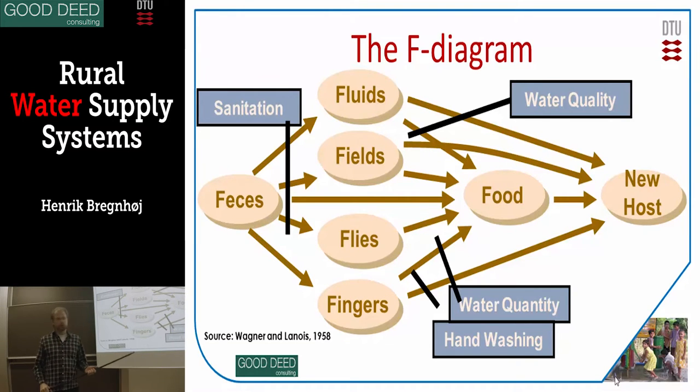But with this, we also have some extra barriers. One is the water quality. So even if we happen to pollute the drinking water, we can clean it by drinking water treatment or protection of the water. And if we want hand washing, we also need water. So these lectures here will deal with water quantity and the water quality, and it's the second part here.